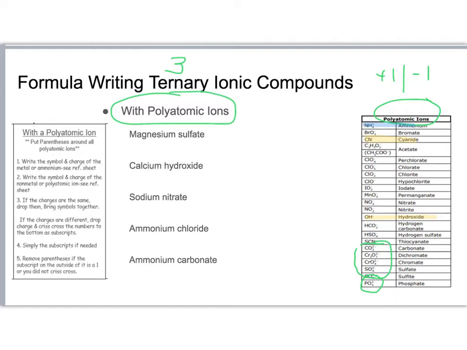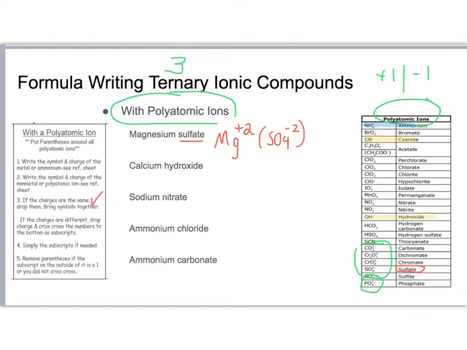So let's start off with magnesium sulfate. Magnesium symbol is Mg, and it has a charge of +2. I notice that the back part of the name is ending in -ate, and that tells me that I'm going to be looking at the polyatomic ion sulfate. So according to the chart, and I'm going to wrap it in parentheses, it is SO4 minus 2.